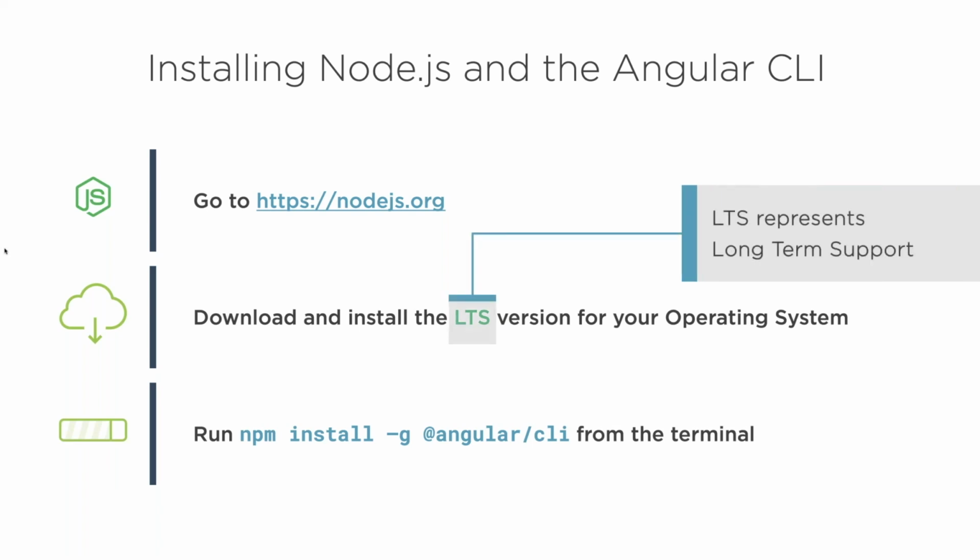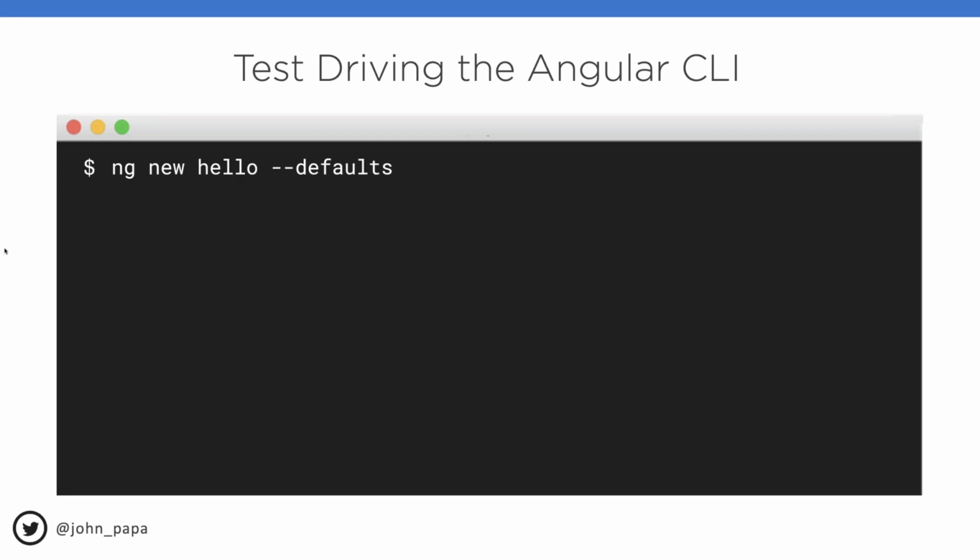If you're not familiar with LTS, it stands for long-term support. Currently, Node is in LTS with version 12. You can always find out what version is LTS by clicking on the Node.js org page right here from this link. So once we have the CLI, we can run a command like this, ng new hello --defaults.